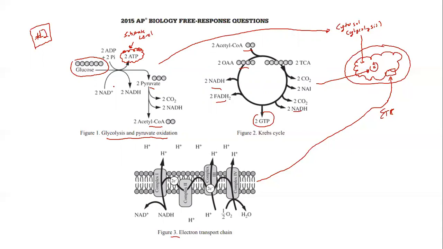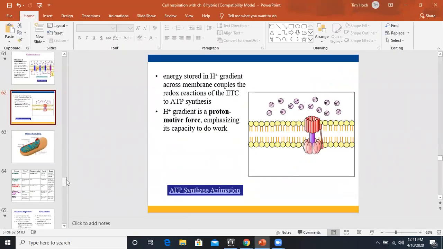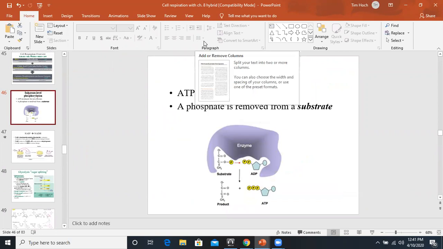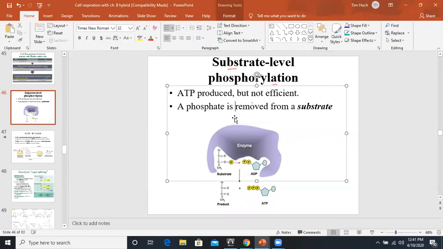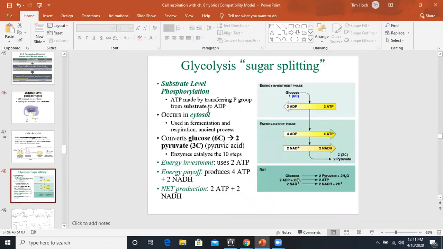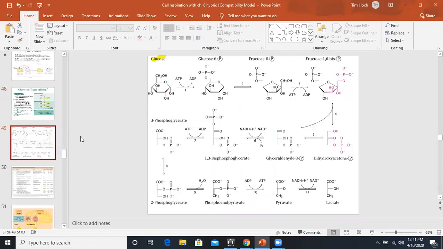If you don't remember what substrate level phosphorylation is, I have a picture right here to remind you of what that actually looks like. Substrate level phosphorylation looks like this, where some ATP is produced that's not efficient. It means you're taking a phosphate from something else, using an enzyme, and putting that phosphate onto ADP to make ATP. So the big thing is ATP is produced, but it's not efficient, and a phosphate is removed from a substrate. In glycolysis, you're taking in some ATP to make a huge output eventually with all the NADH and FADH2.